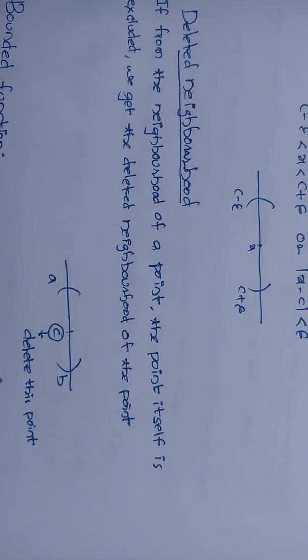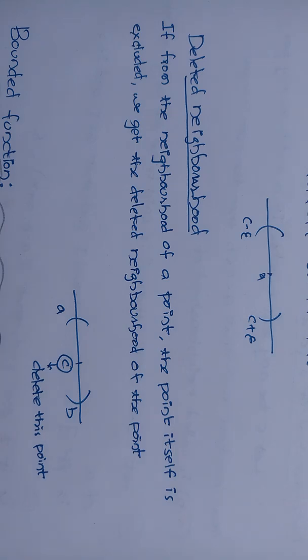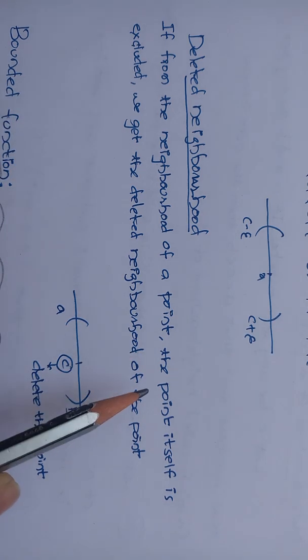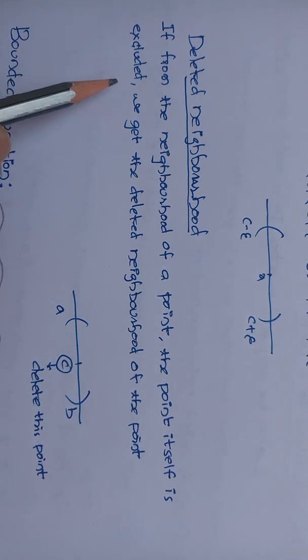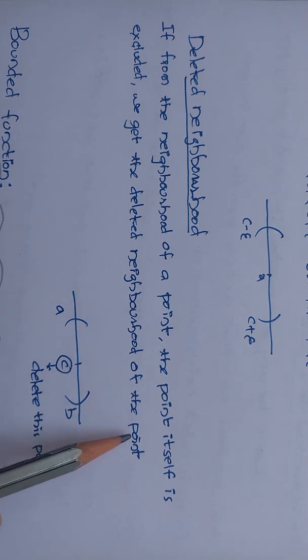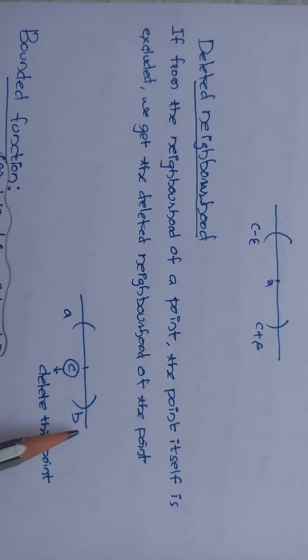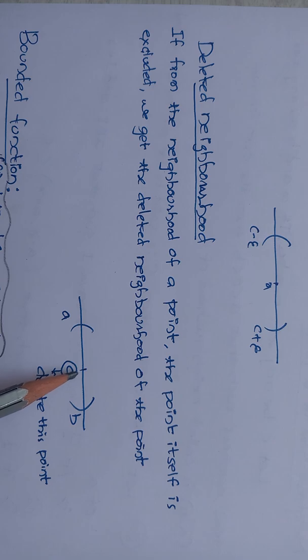Next, the deleted neighborhood. If from the neighborhood of a point the point itself is excluded or deleted, we get the deleted neighborhood of the point. So take a real line. Around C, we take an open interval (A, B). If C itself is deleted, then we get the deleted neighborhood of C.